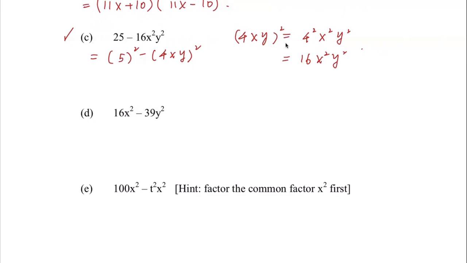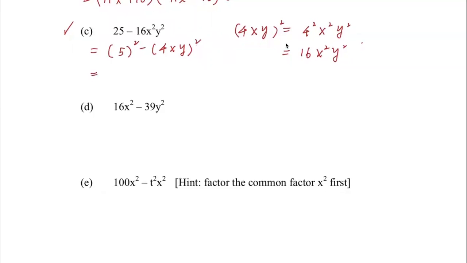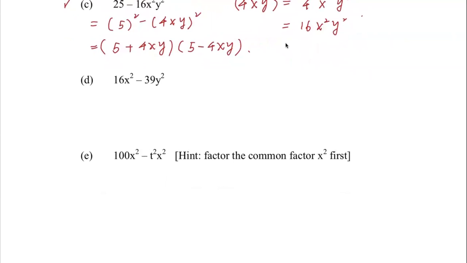So if you're not familiar with this, if you don't understand why 16x squared y squared is equal to 4xy squared, then let me know. Or you can simply watch some YouTube videos about exponent properties. Okay, so this is equal to 5 plus 4xy times 5 minus 4xy. Okay. Question D, 16x squared minus 39y squared.